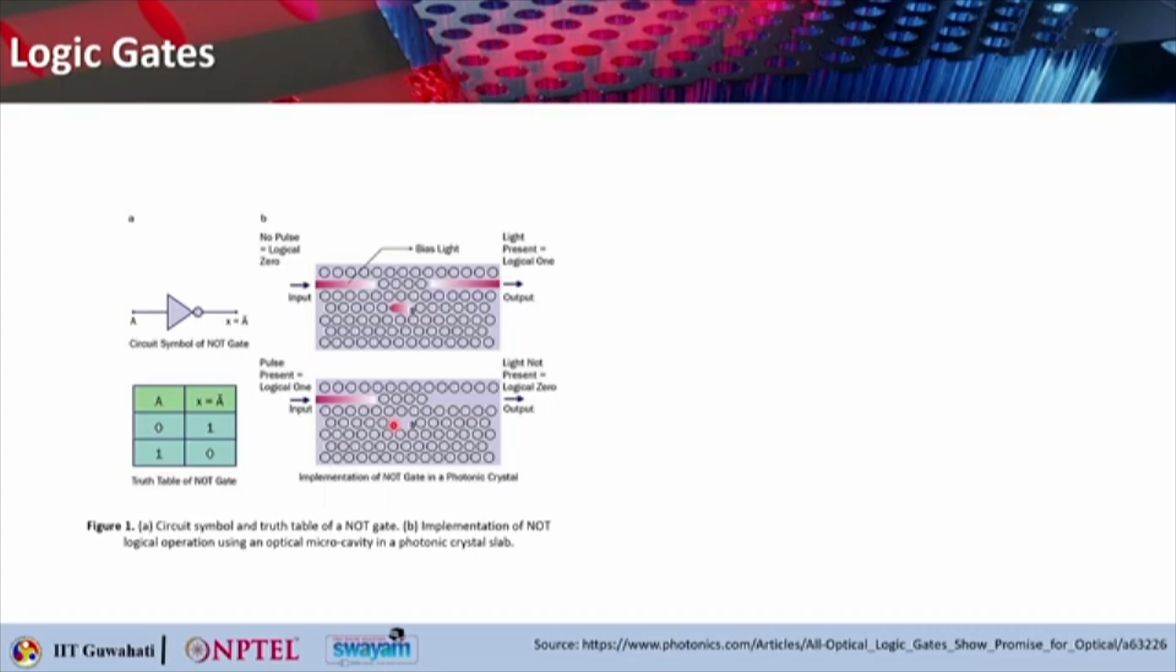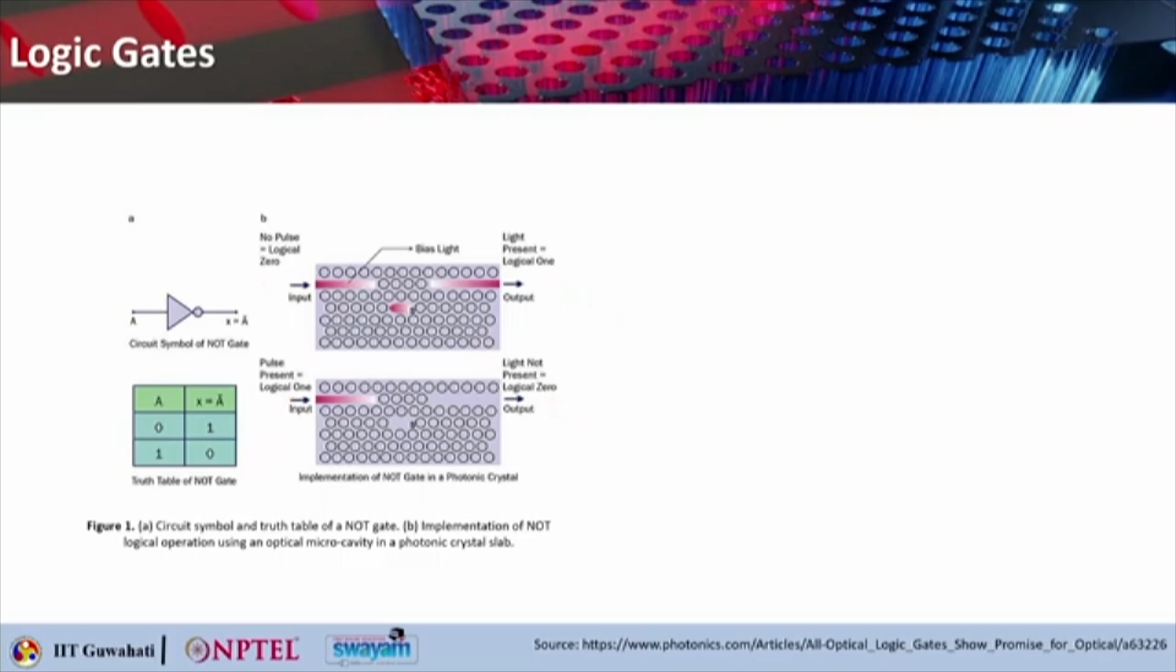Now what happens in that case? It prohibits the coupling of light to the output waveguide. It means whenever this laser pulse is present, you do not get any output, but when there is no laser pulse present, you get the output. So if you give a 0, you get a 1.